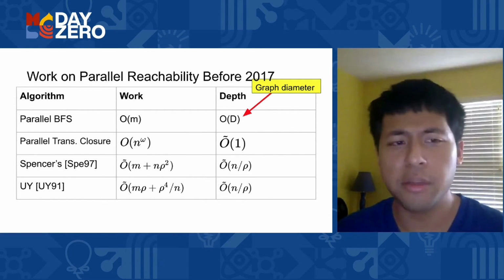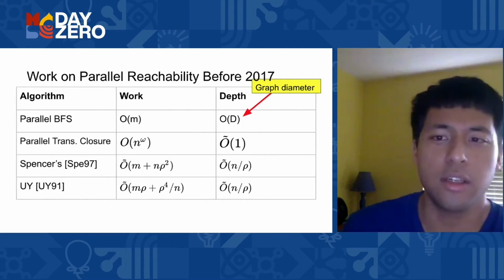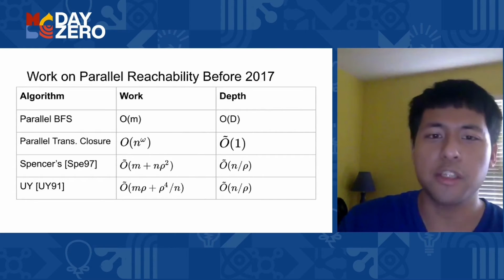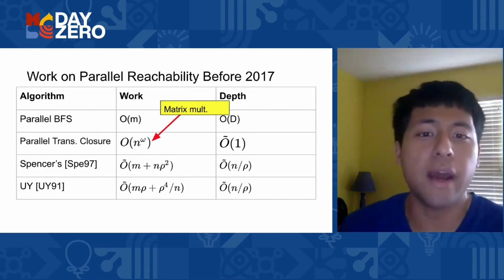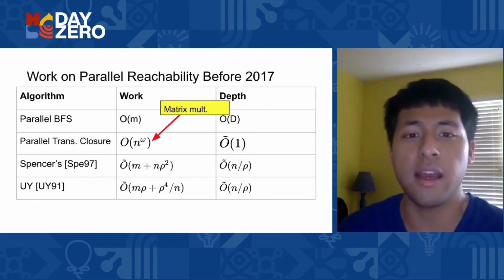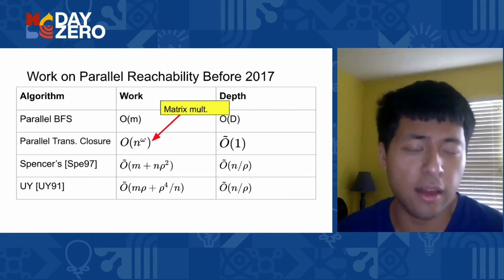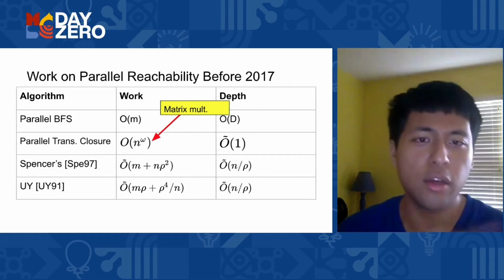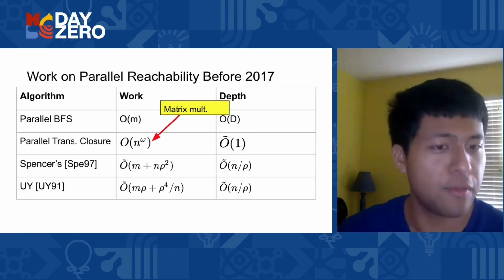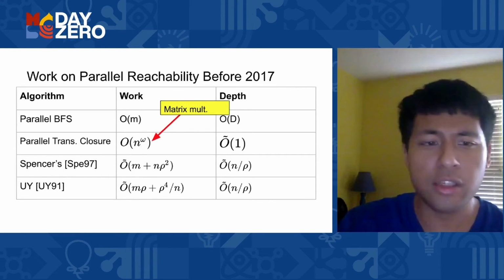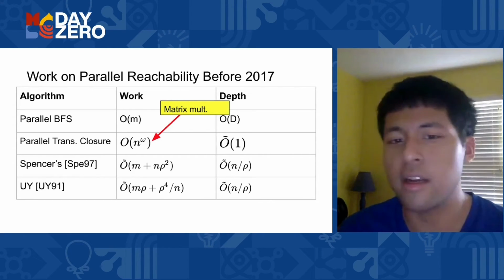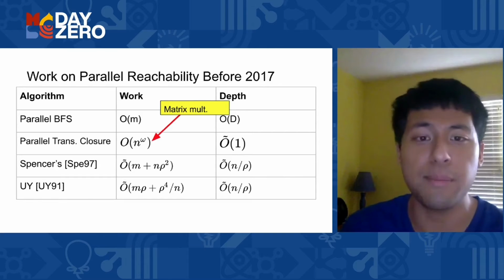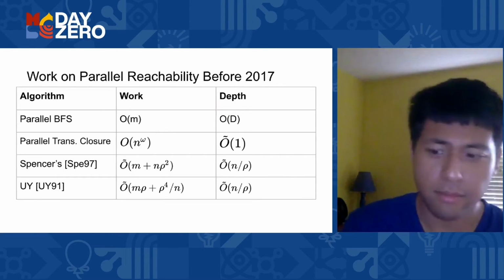So another algorithm you can use is parallel transitive closure based on matrix multiplication. Basically, you take large powers of the adjacency matrix, and that works efficiently if the matrix multiplication constant is small. So the depth here is really good, but the work is much more than linear, even for dense graphs. And there are additionally two algorithms of Spencer and Ullman-Yannakakis that give trade-offs between the depth and the work.